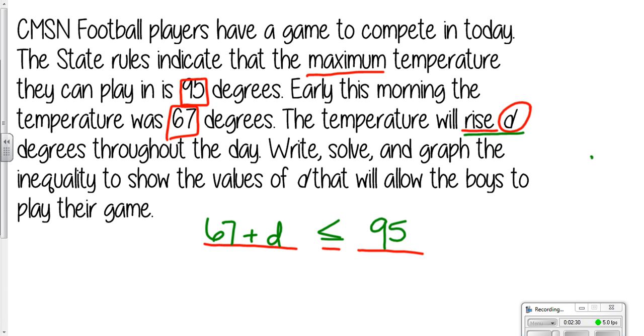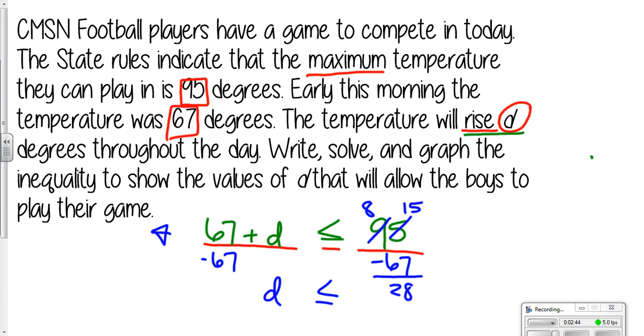So we're now going to take this and solve it, right? We know how to do that. We're going to subtract 67 from both sides of our inequality. That means d has to be less than or equal to, we solve, we borrow, 28 degrees. Okay, so let's try another one.